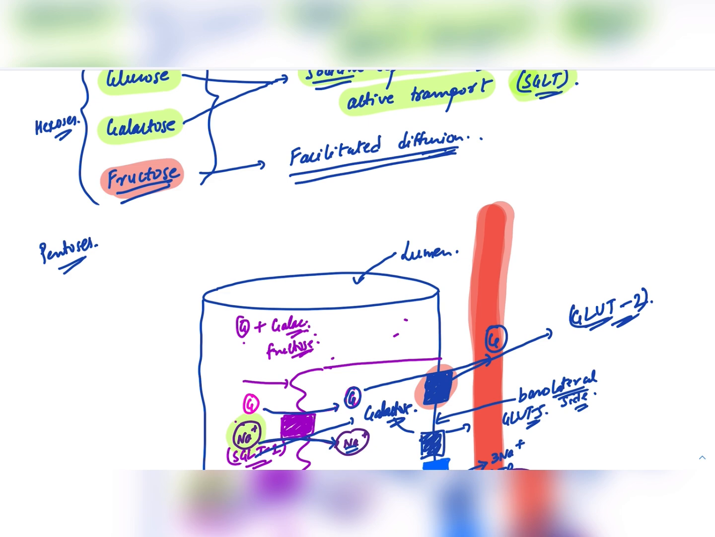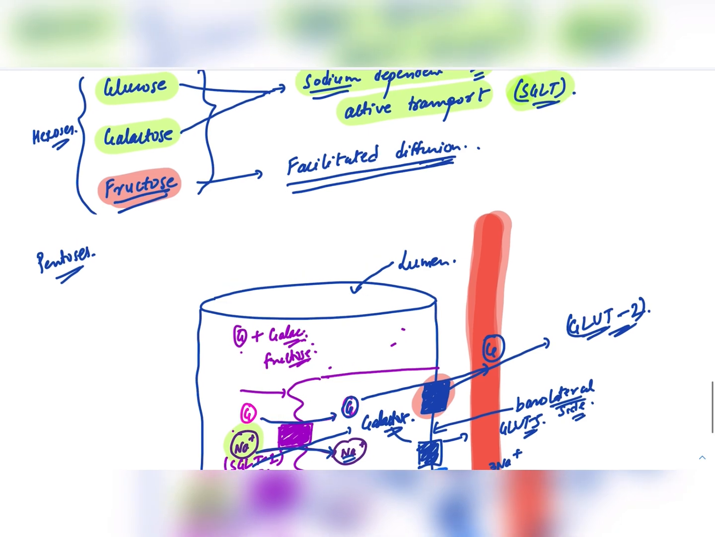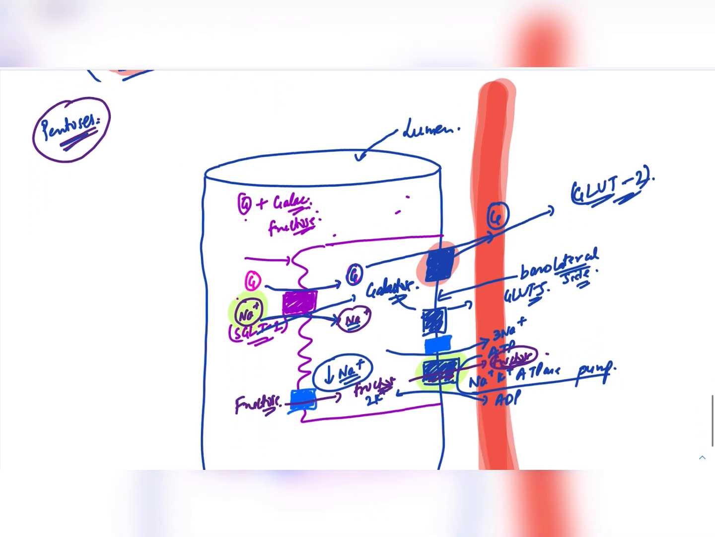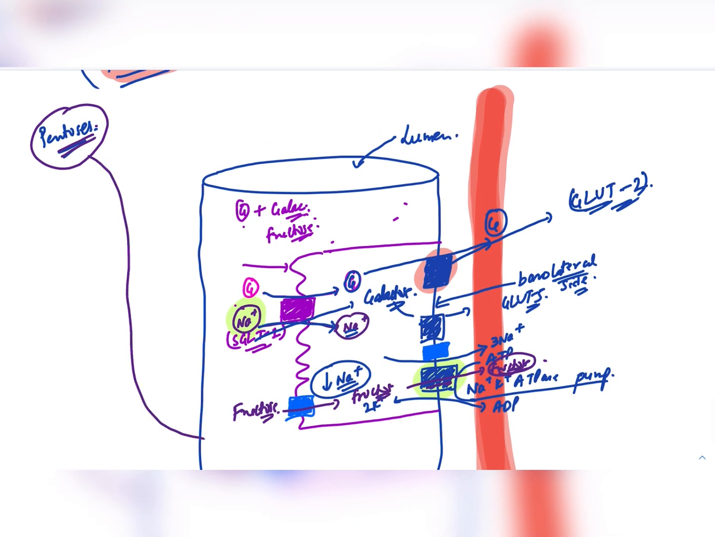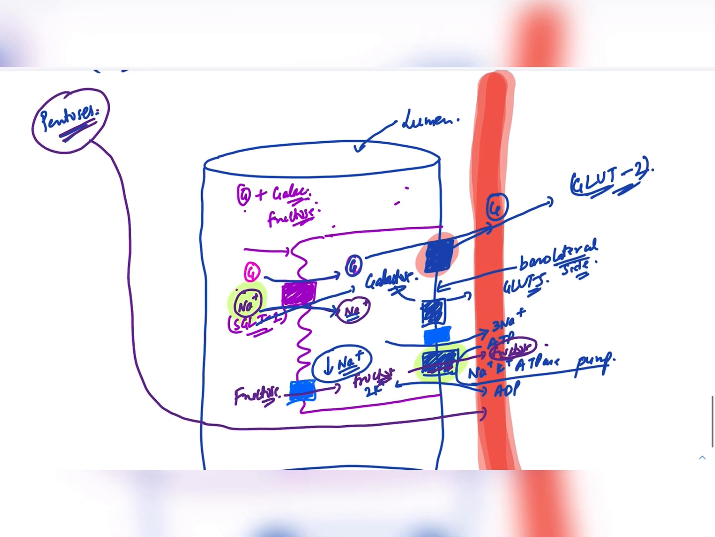It is absorbed through facilitated diffusion directly into the bloodstream, whereas pentoses are absorbed by simple diffusion. It doesn't need any gradient, doesn't need any transporter. It simply gets absorbed by simple diffusion.